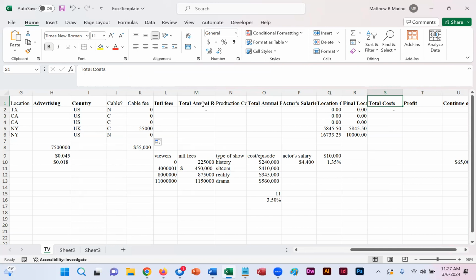Could you show the formula for the final location? So if your location cost is greater than 0, we take the minimum amount of wherever you put your $10,000 as an absolute, comma, otherwise location cost. Then we close out the min, which means if it's true, it's either going to give us 10,000 or whatever the location cost is. Otherwise, it's going to give us 0 for false.